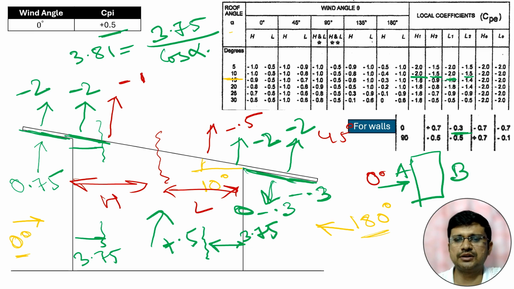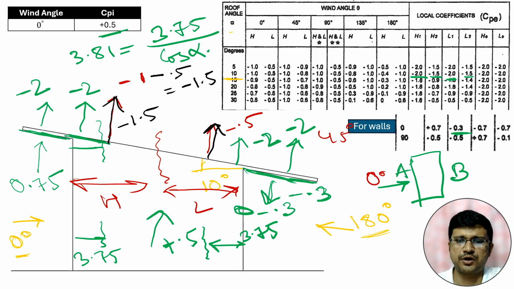Now if we go for the resultant, like Cp minus Cpi, how much will be Cp minus Cpi for all these cases? Here -1 minus 0.5, -1 minus 0.5, so it will be -1.5. So here the resultant will be -1.5. Here how much resultant? -0.5 minus 0.5, so it will be -1. So here it will be -1.